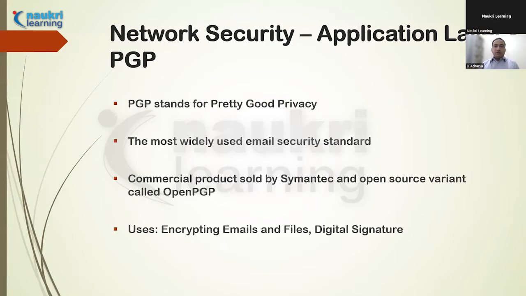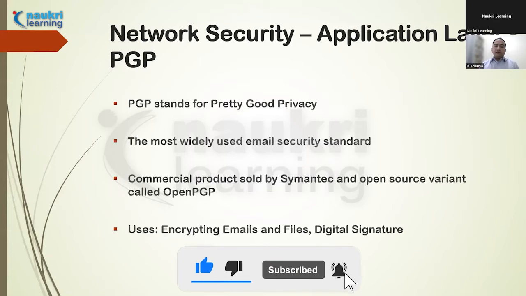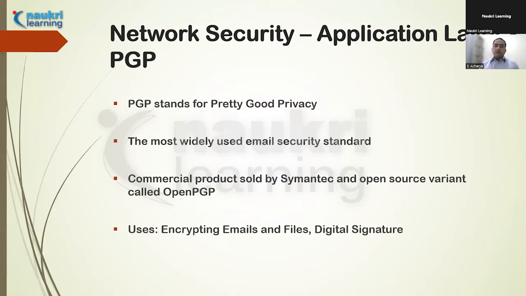So the fundamental uses of PGP are encrypting emails and files, and also digital signature. Encrypting emails and files is pretty straightforward: we are trying to protect the confidentiality of the emails or the files while they are in transit, right? And also digital signature. The digital signature basically ensures the authenticity and integrity of a message, right? So authenticity means the signer is confirmed.